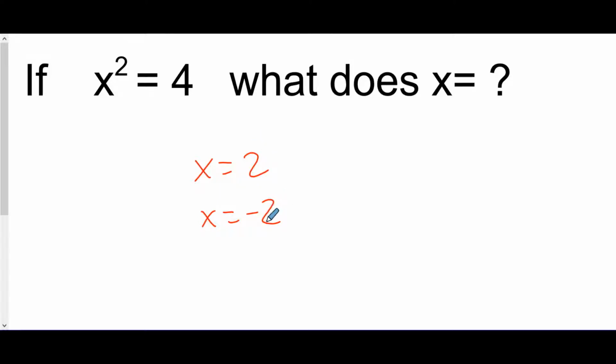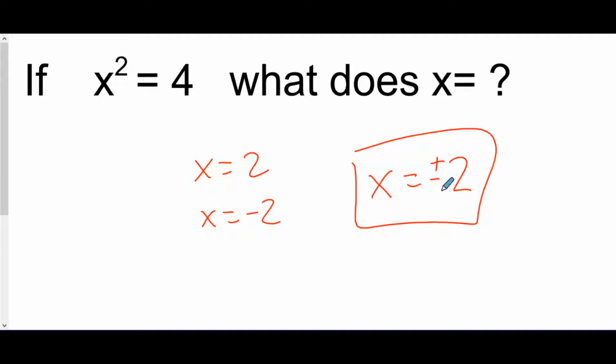And in fact, we have a special notation to write this kind of answer. When your answer is the same number but positive and negative, you can write x equals plus or minus 2. When you see this symbol, that means positive 2 and negative 2 are the answers. Let's fill out the notebook now.